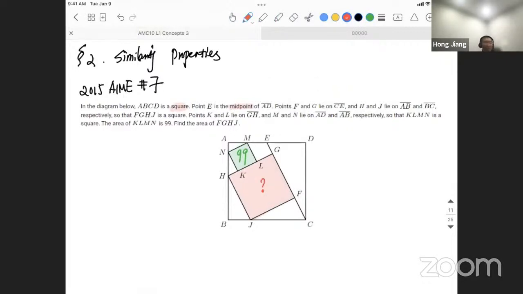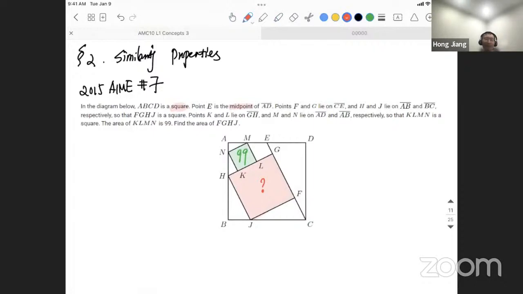I think the question is very understandable, right? You have two tilted squares. The smaller one is 99, and the big one is what the question is asking for. So I see two squares, and definitely they are similar to each other, right? The two squares are definitely similar to each other.